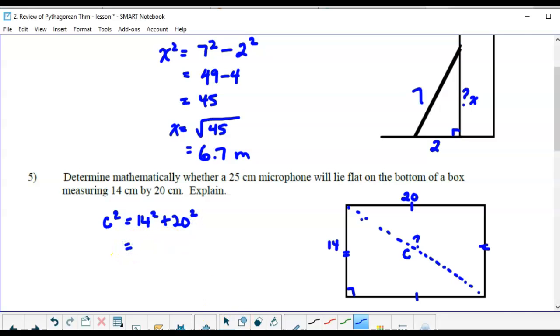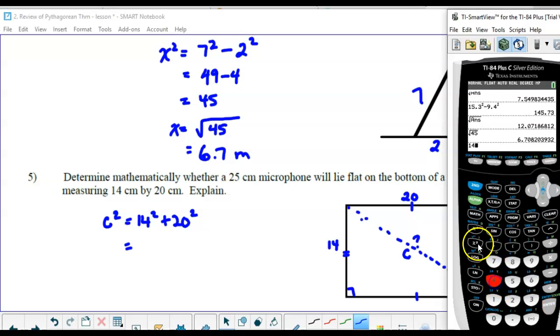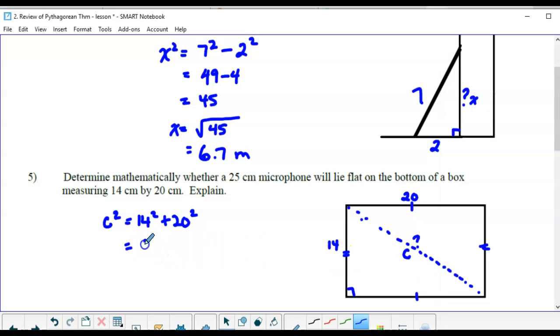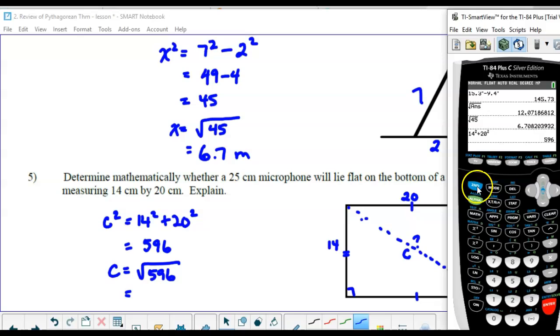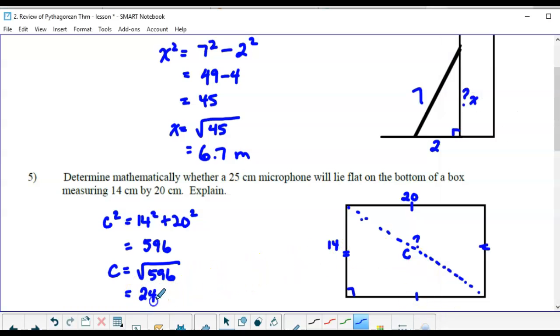Okay, if you need your calculator, then do that. 14 squared plus 20 squared is 596. So C is the root of 596. And let's see. I think we'll be good because the root of 625 is 25. So 24.4. So providing it's not, oh no, sorry, that's not good. That's too small, right? We have a 25 centimeter microphone, so this is less than 25. Therefore, no, it will not fit.